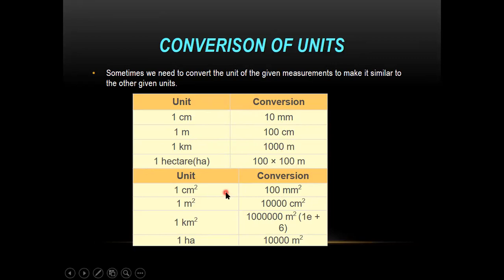So now, if you want to convert units in squares, how do you do it? 1 centimeter square equals 100 millimeter square. 1 meter square is 10,000 centimeter square. 1 kilometer square equals 10 lakh meter square. 1 hectare equals 10,000 meter square.